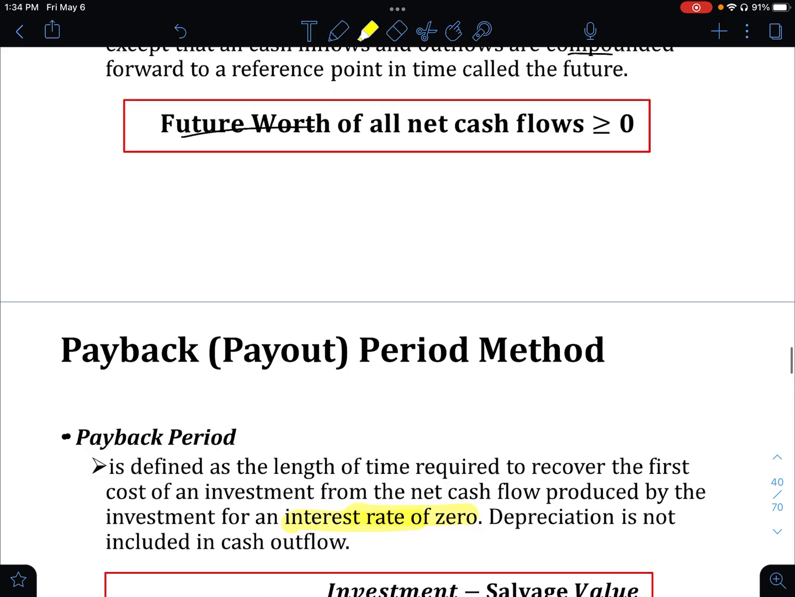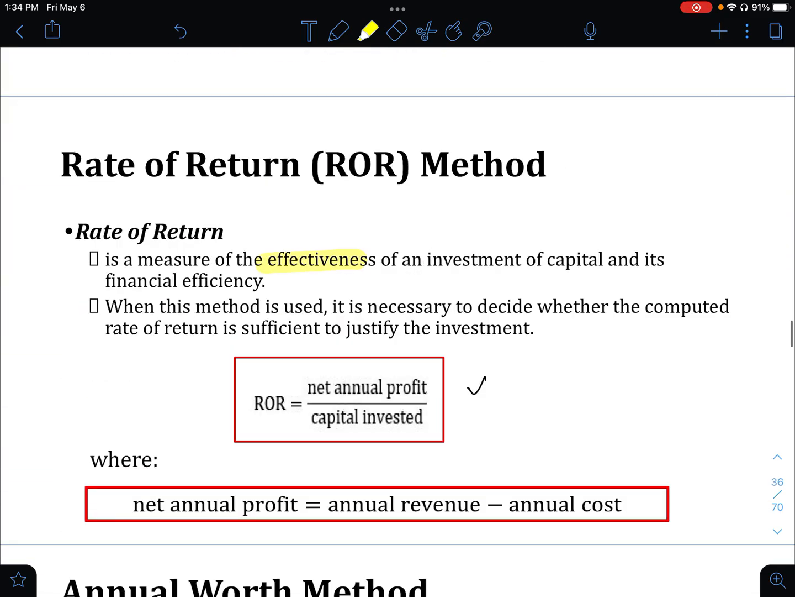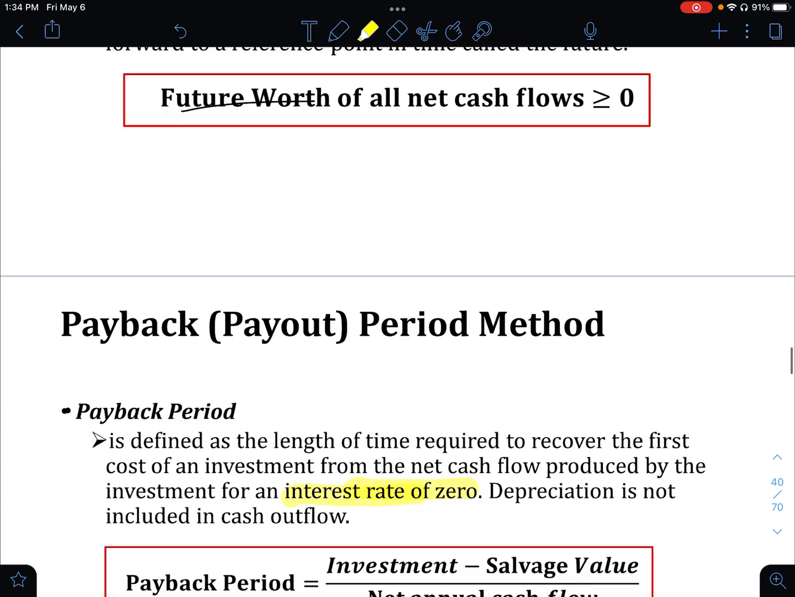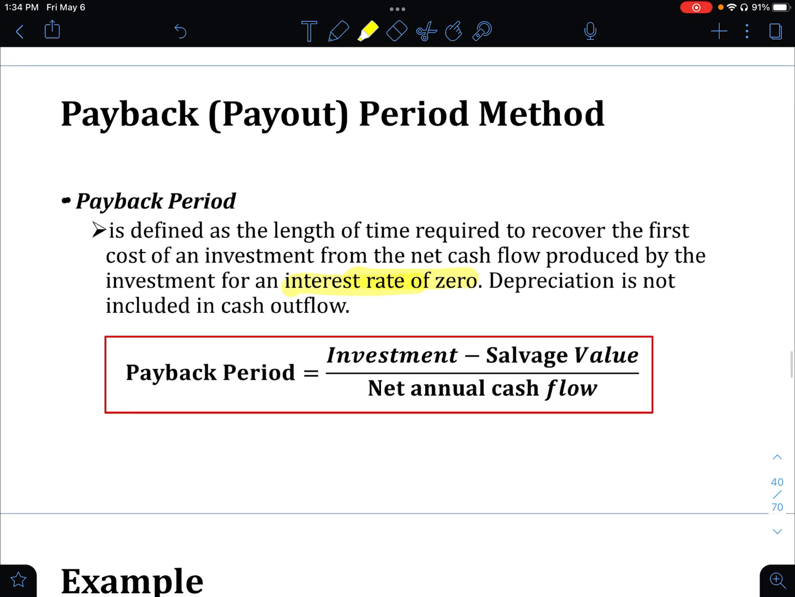Alright, so again, I have told you earlier that using each of the following methods, the ROR, the annual worth, the present worth, the future worth, and the payback period, or the payback, or what we sometimes call the payout, is important because it may come out in the exam. The formula for the payback period is the investment minus the salvage value, divided by the net annual cash flow.